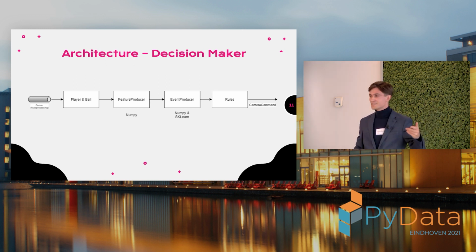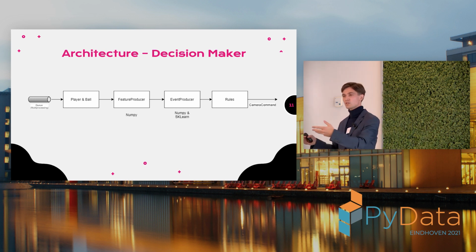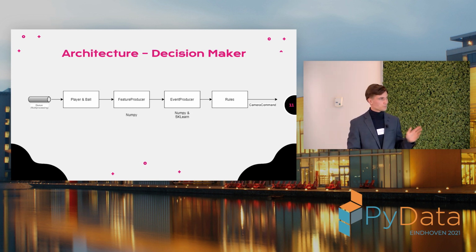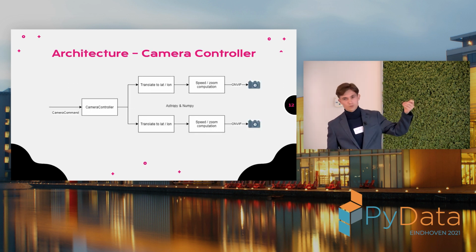So we have to detect these penalty corners. We just use some machine learning models for that, maybe sklearn, and then we can actually aim the camera at the penalty corner area. Once we've done that, we say, well, you have to aim at this part of the field. So then it goes into the camera controller.